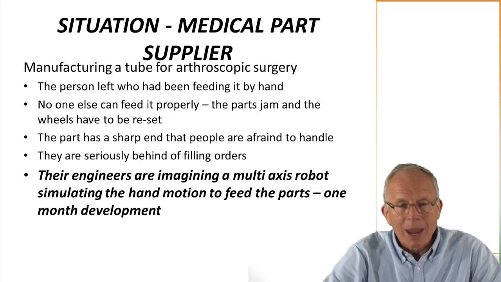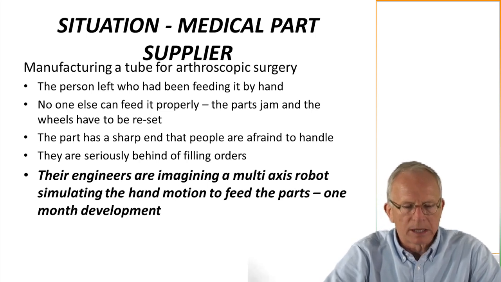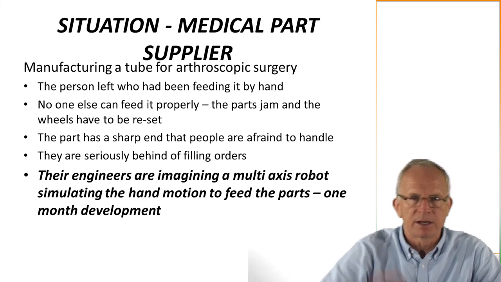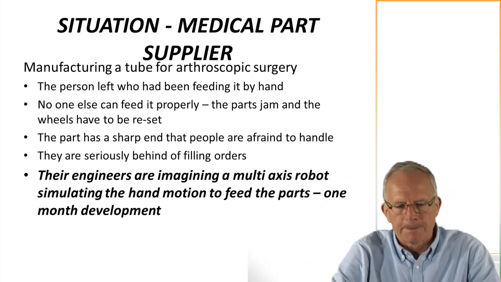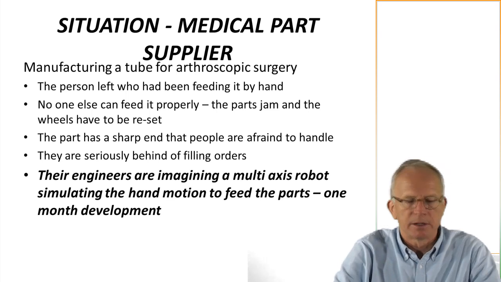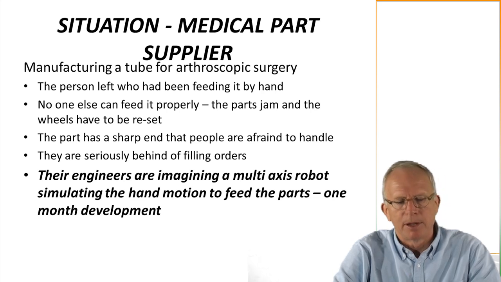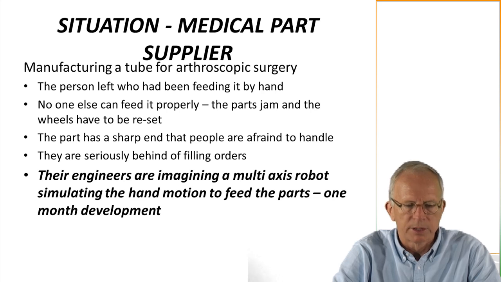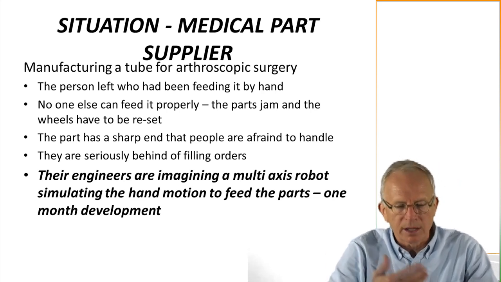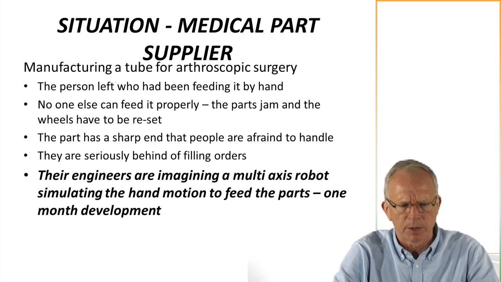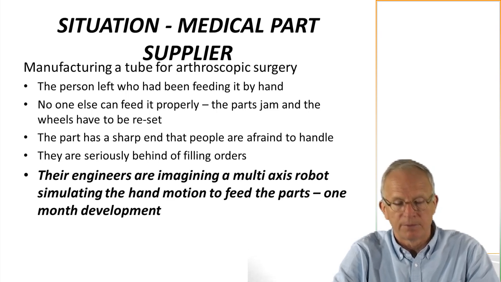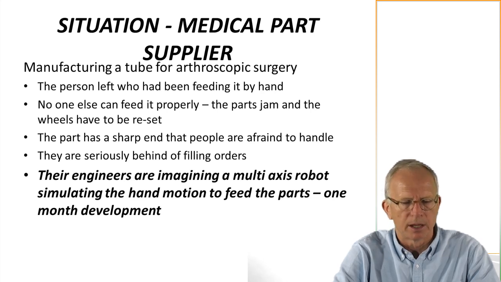The person who had been loading these parts in the machine had left the company, and there was nobody else available who could really feed it properly. As the person tries to feed it, sort of dropping the part in, it would be slightly misaligned, perhaps, and wouldn't be fed in properly, and then the part would jam, and the wheels would have to be reset, and they were seriously behind on filling orders. Another thing is that this is used for cutting, and the sharp end was already cut in it, and that was the way it had to be processed. So this made it even more uncomfortable for the person who had to handle it.